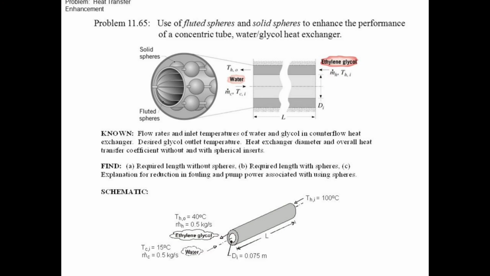In this problem, fluid spheres and solid spheres are used to enhance the performance of a concentric tube water-glycol heat exchanger. We know the flow rates and inlet temperatures of water and glycol in the counterflow heat exchanger, the desired glycol outlet temperature, the heat exchanger diameter, and the overall heat transfer coefficient with and without spherical inserts. We need to find the required length without spheres, the required length with the spheres, and finally the reduction in fouling and pump power associated with using the spheres.